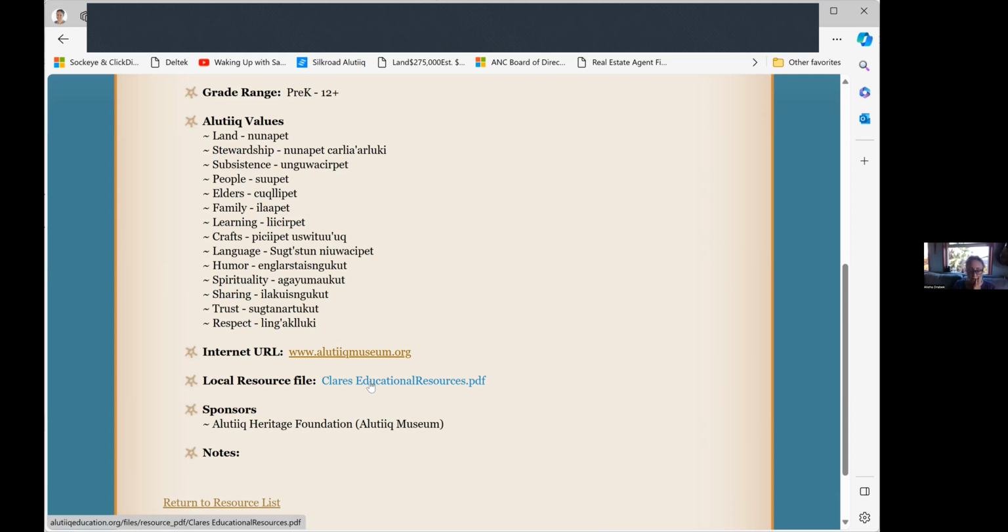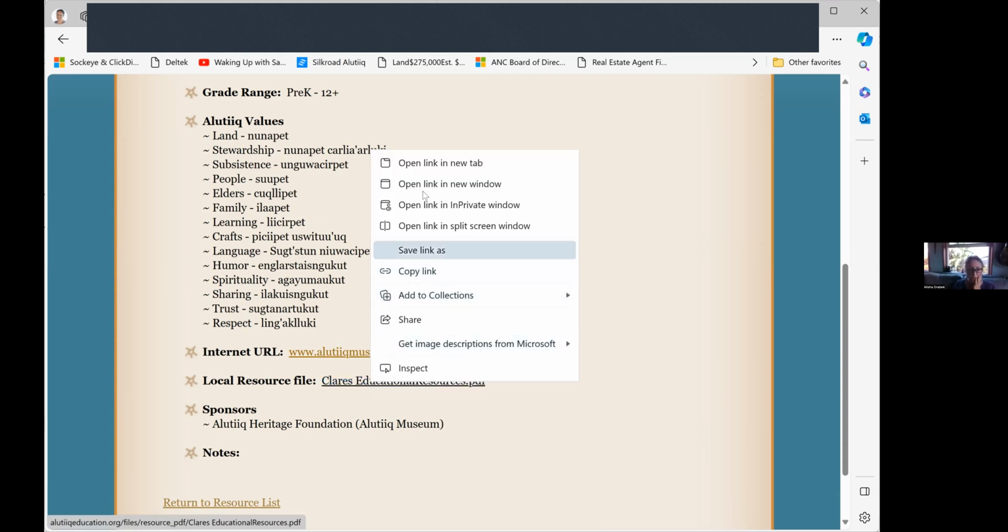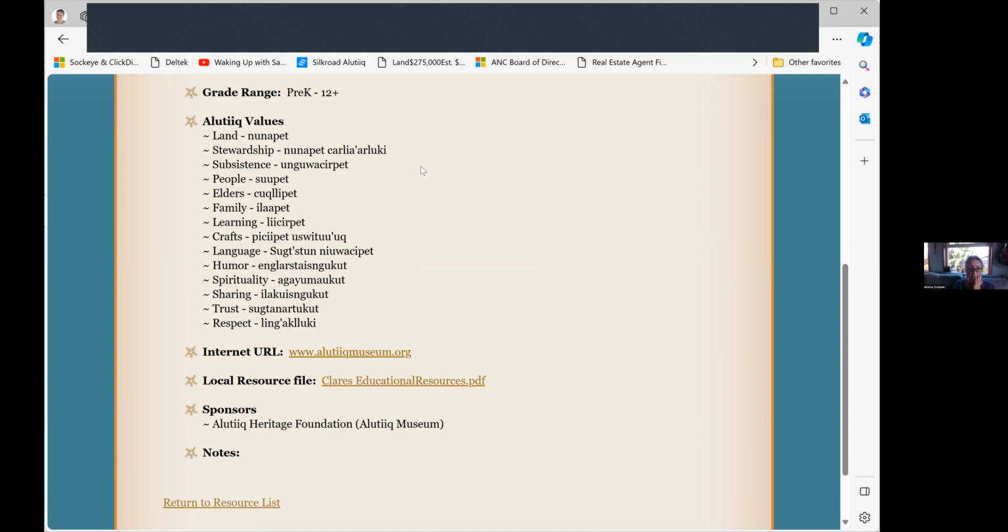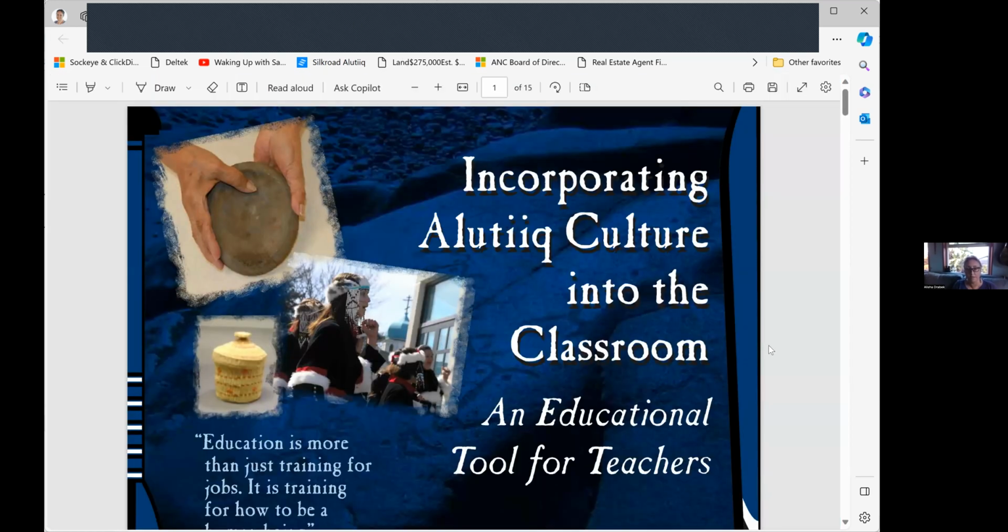And if you click on the PDF, I'll right click so that it opens a new tab, it's loading in the background. You'll be able to see what the pop-up would be. And then of course, sponsors, if we had any notes. So on the other tab, this is the document that popped up.